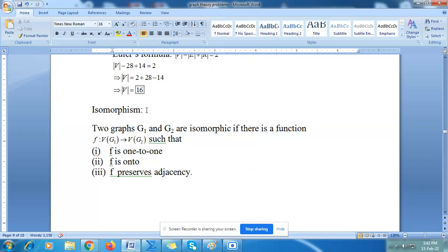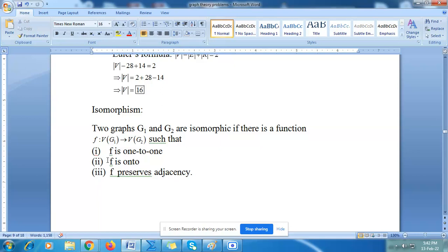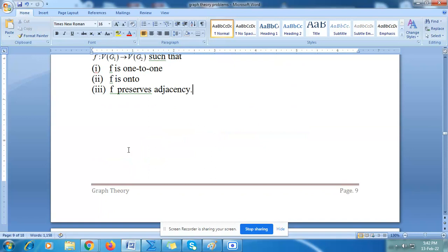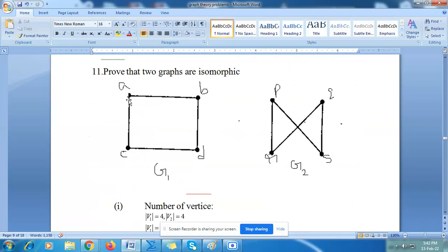Now, define isomorphism. Two graphs G1 and G2 are isomorphic if there is a function f from V of G1 to V of G2 such that, first, f is one to one; second, f is onto; and third, f preserves adjacency. Now we will check whether the given graphs are isomorphic or not.